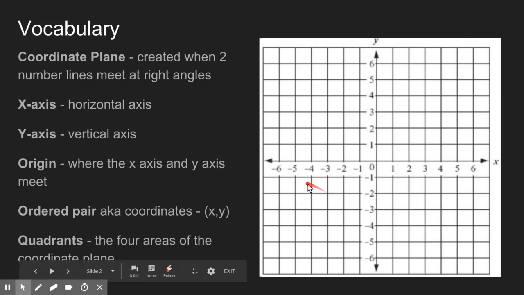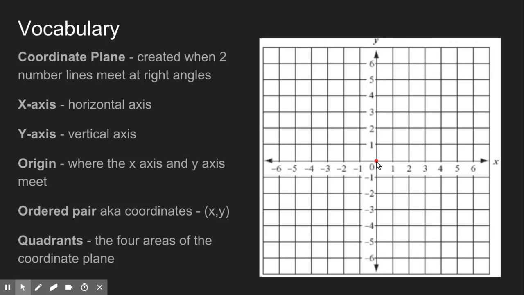Here's my coordinate plane. Again, we have my x-axis going horizontally here, and we have my y-axis going up and down. The positive numbers are to the right of 0. The negative numbers are to the left of 0 on the x-axis. And the positives are above 0 on the y, and the negatives are below 0 on the y. My origin is here in the middle. This is where they meet. The coordinates of that are 0, 0.